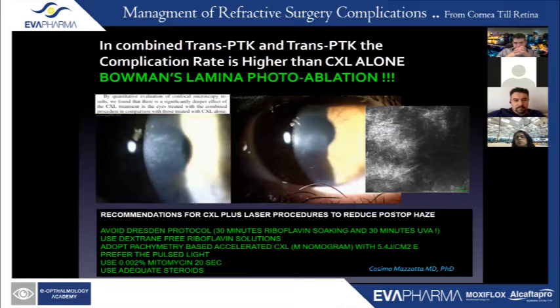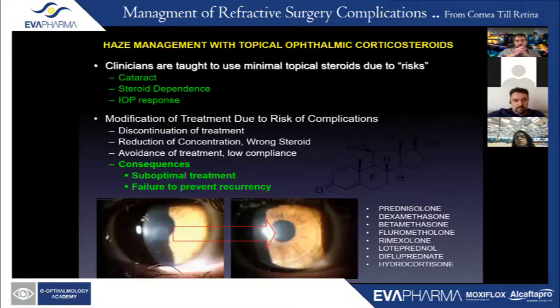Steroids are the most important drugs to manage AIDS, of course, and sometimes we shouldn't be afraid to use them, even with the risk of cataract or steroid response hypertension, because the consequences of suboptimal treatment or failure to prevent recurrence are generally generated by the fear to use steroids for a long time. So in this case, we need to use them for a long time.